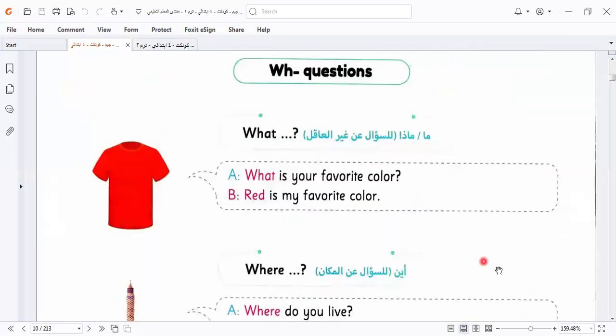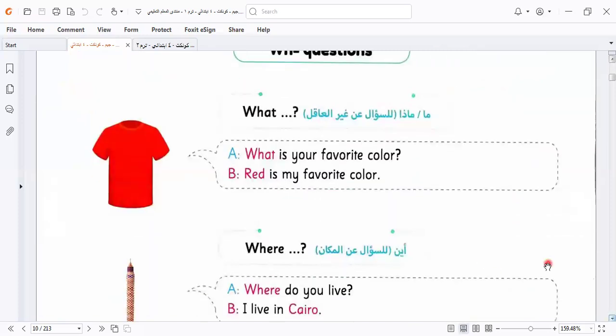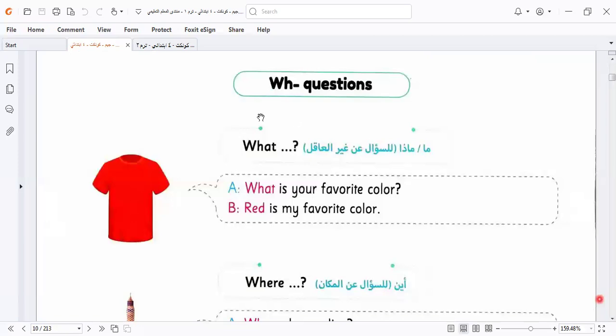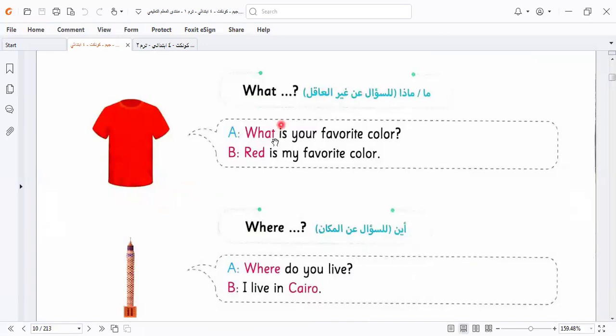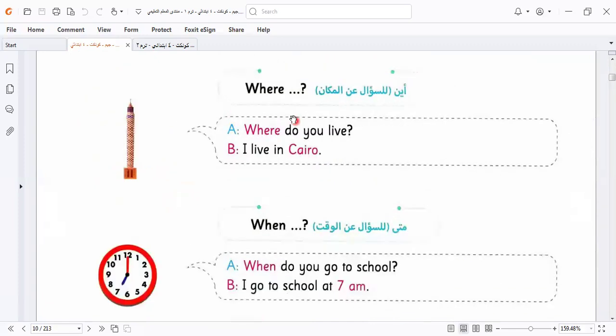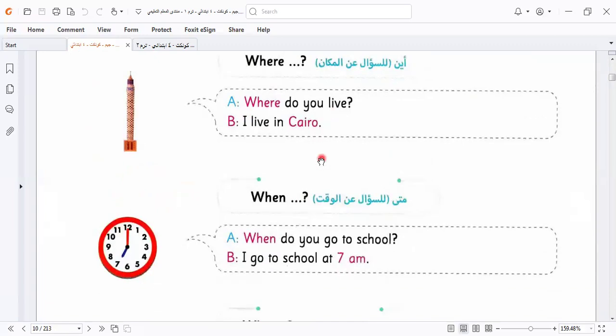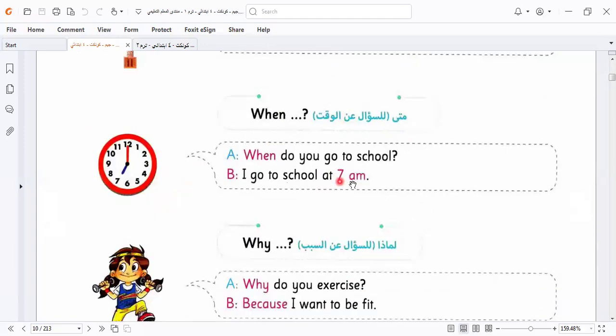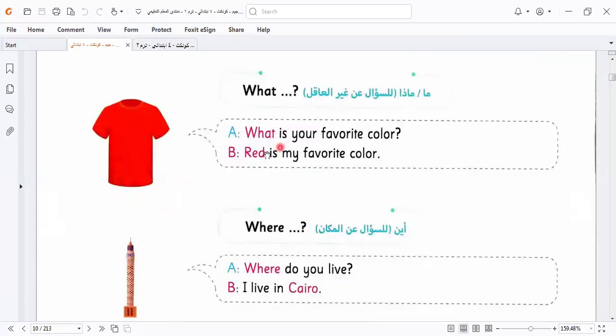Here we go to another item about WH questions, and what the keyword of each question is used for. Okay, when we ask about something, we use what. When you say, what is your favorite color? Red is my favorite color. What is this? This is a book, for example. Okay, where is used to ask about place. Where do you live? I live in Cairo. When is used to ask about time. When do you go to school? At 7 o'clock. So when asks about time, where asks about place, what asks about something.